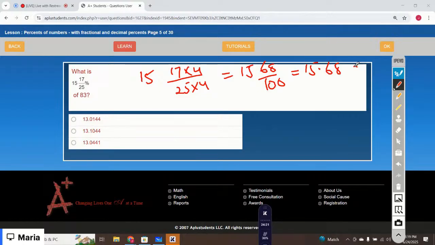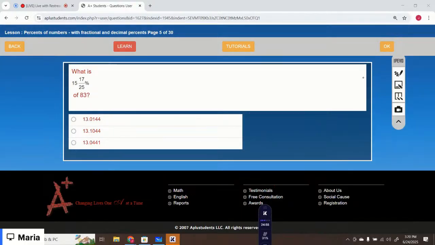So we have n over 83, that equals 15.68 over 100. So n equals 83 times 15.68 divided by 100. So which is the correct option? 83 times 15.68 is 13.0144. Option number 1 is the correct option. That is 13.0144.